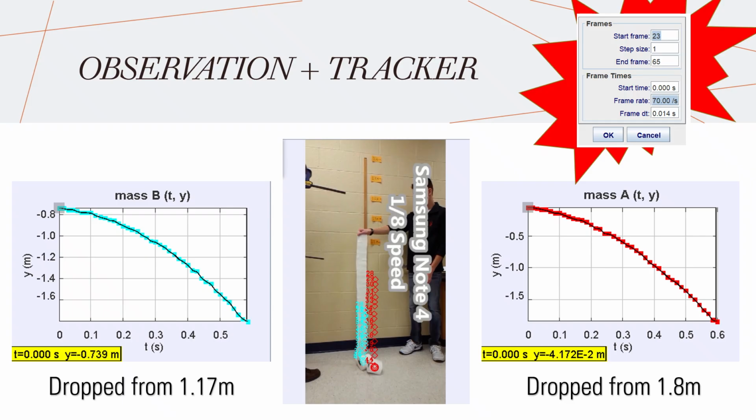When I compared the theory to the Tracker data, the overall pattern matched expectations. The unrolling roll clearly accelerated more slowly than the dropped roll, consistent with some energy going into rotation. The graphs weren't perfectly smooth, mainly because selecting the center of mass by hand each frame introduced jitter. Despite the noise, the measured fall times and general trends were close to the theoretical prediction, supporting the rotational model and the height ratio.